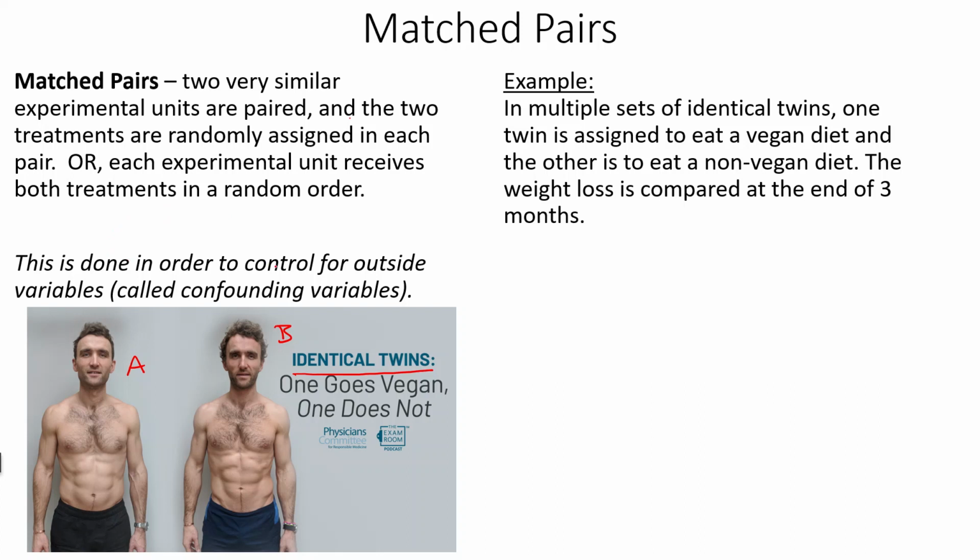All right, and again, this is to control for outside variables, often called confounding variables, extra variables that could creep in. This is why we want them to be as similar as possible. This is why we like doing studies on twins.